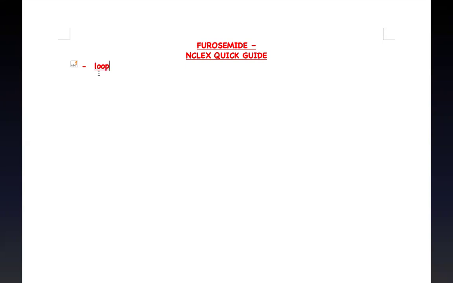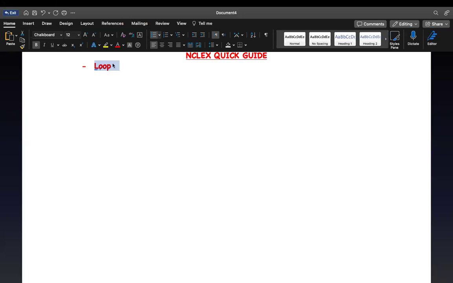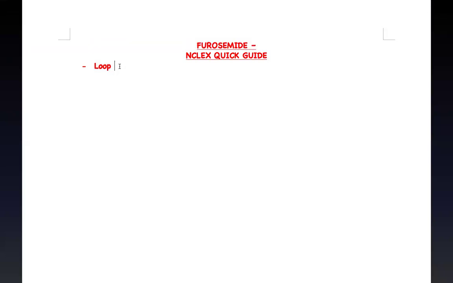Just know that this is a loop diuretic. What does that mean? That means it's going to act a certain way on a certain portion of the nephron, and that's why we call it a loop diuretic. So a loop diuretic works on the loop of Henle, and I'll show you what it means by that. The loop of Henle in the kidney, right? In the kidney.